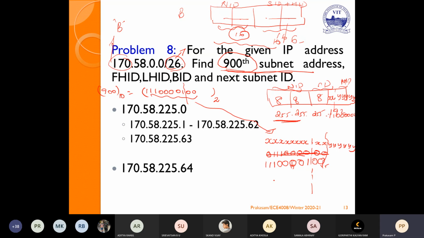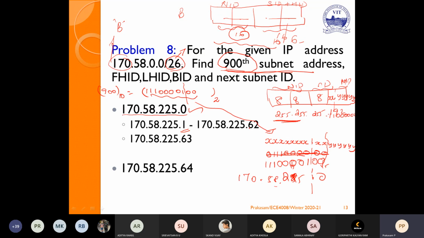What is the decimal for this? Triple 1 401. Yeah, 255. So this is 0. So the respective subnet ID for 900 is 170.58.225.0. The first host ID is that plus 1.